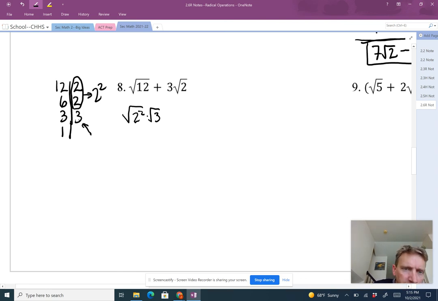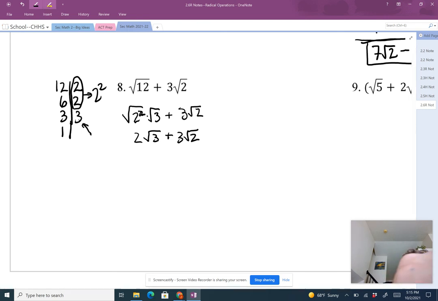If you're ever wondering, have I got this broken down correctly, just look at it and think, hey, wait, 2 squared is 4 times 3 is 12. If it multiplies to give your original, then you're doing fine. So this is plus 3 square root of 2. And when I simplify the square root of 2 squared, I get 2. So that's 2 square root of 3 plus 3 square root of 2.